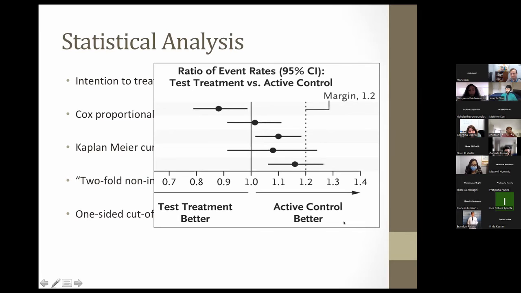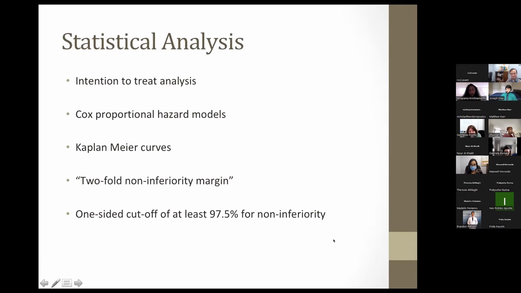Okay. So the authors also mentioned that they used a one-sided cutoff of at least 97.5% for non-inferiority. And all that this means is once they calculate the probability of non-inferiority using statistical analyses that we don't need to go into details about, if the probability was greater than 97.5%, that demonstrated non-inferiority. And this will become just a little bit clearer when we discuss the results.